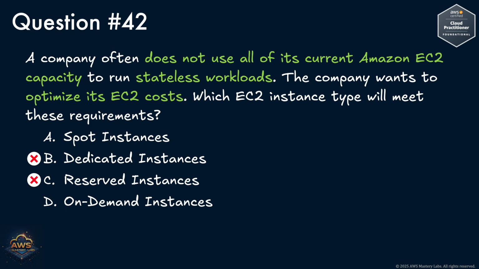Option C, reserved instances. Reserved instances require a long-term commitment, typically 1 or 3 years, and are best suited for steady-state, predictable workloads. They offer substantial discounts compared to on-demand pricing, but don't provide the flexibility needed for workloads that often don't utilize full capacity. Also, paying for unused reserved capacity would further defeat the purpose of cost optimization. Incorrect, because reserved instances reduce cost for steady usage, but not for variable, underutilized workloads. Option D, on-demand instances.